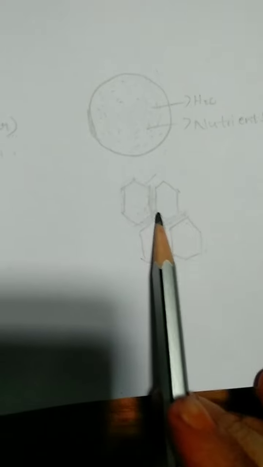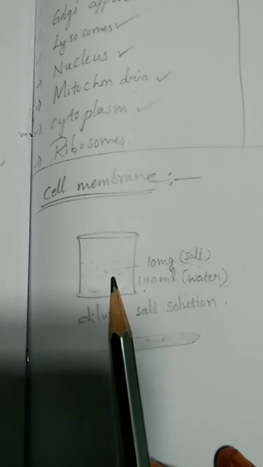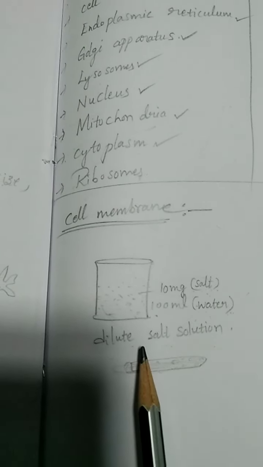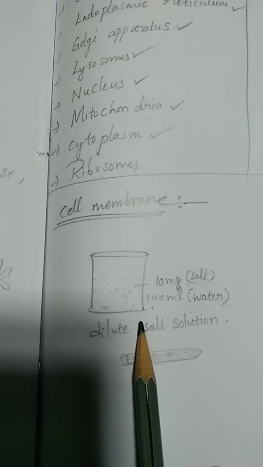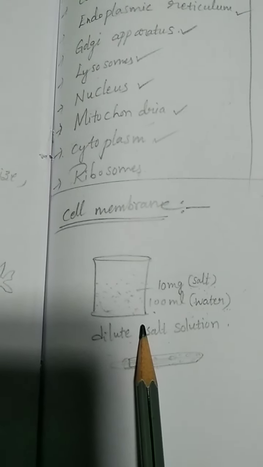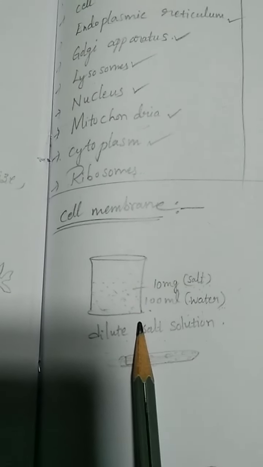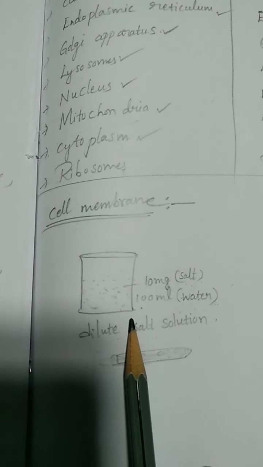When we keep the plant cell or a sample of the cell sap into this hypertonic solution, after some time what will happen? It is based on the process, that is osmosis. Osmosis means what? Osmosis means movement from lower concentration to higher concentration. So the water will move from lower concentration to higher concentration itself.